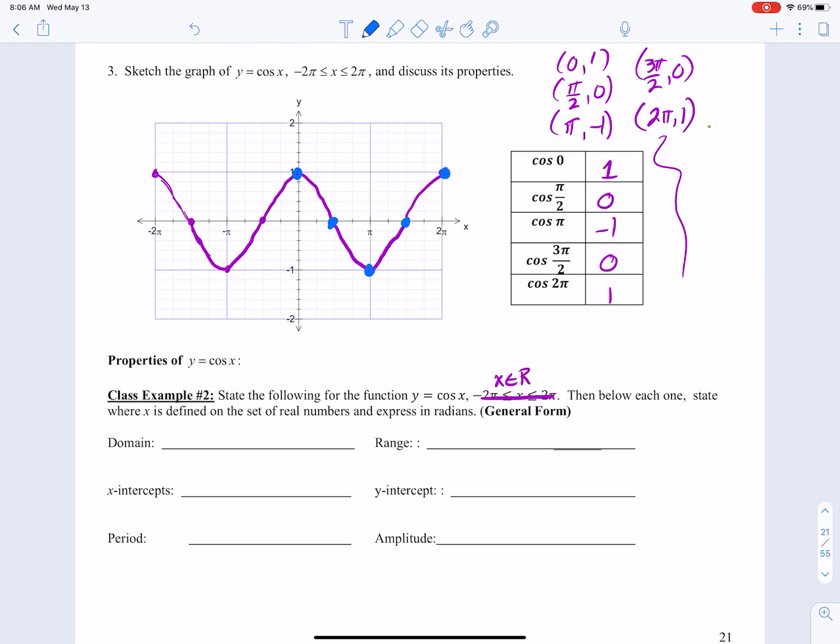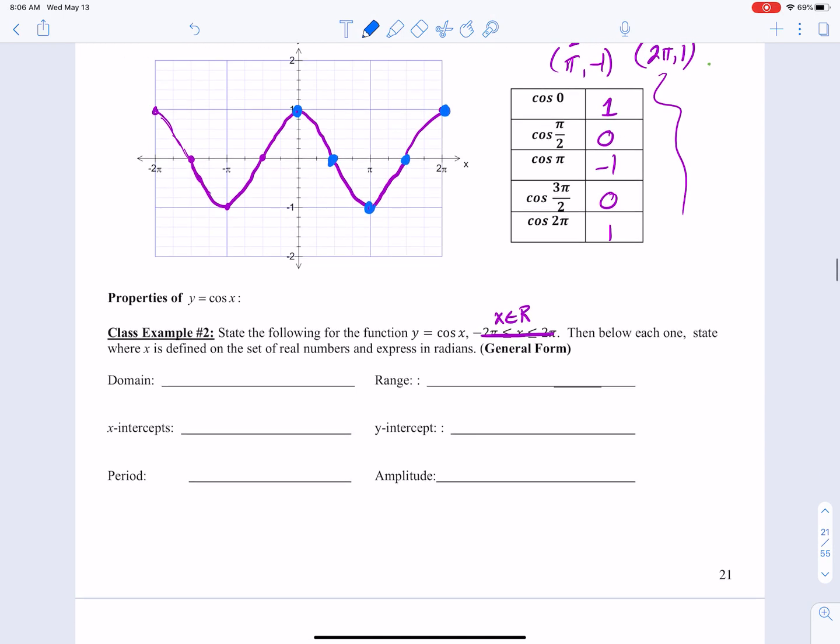All right, and we're going to take a look at the properties of y is equal to cos x over the domain of all real numbers. So again, my domain is the same as sine because it goes on forever both ways. And my max and my min are also -1 and 1. So my range is the same as that of sine.